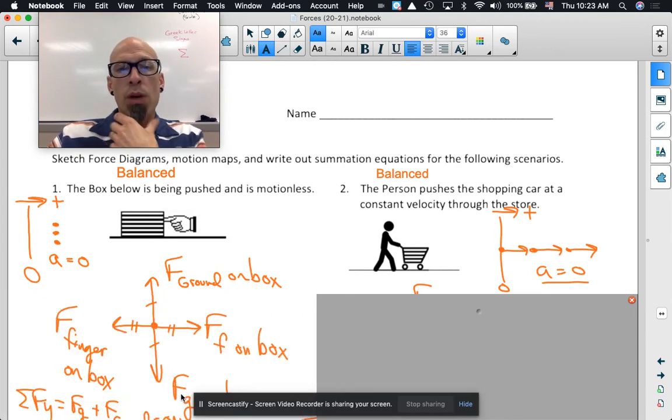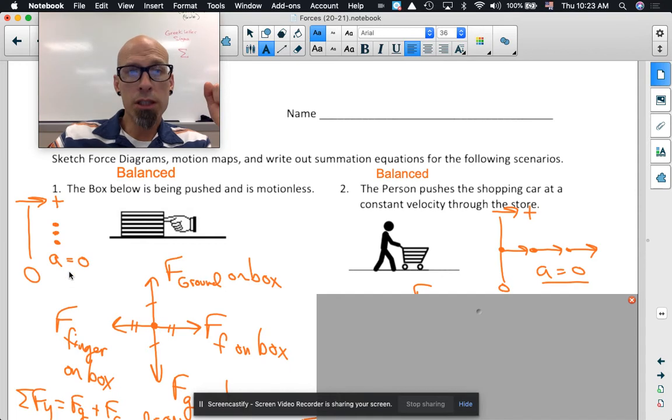So again, we have force of gravity on box and force of ground on box. Those are balanced. We have force of the finger on the box pushing to the left, but we also have to have a friction force on the box to the right to balance out the force of the finger, or we don't have balanced forces. So again, we're using the fact that they told us it's motionless and that the forces are balanced, no acceleration, no change in motion. That means the diagram has to show balance.